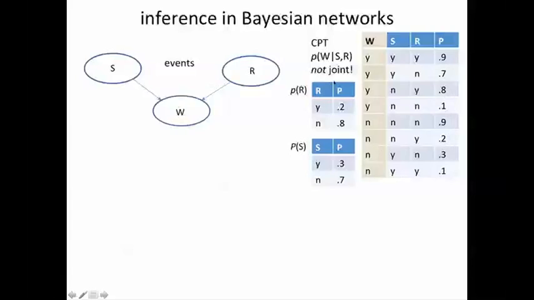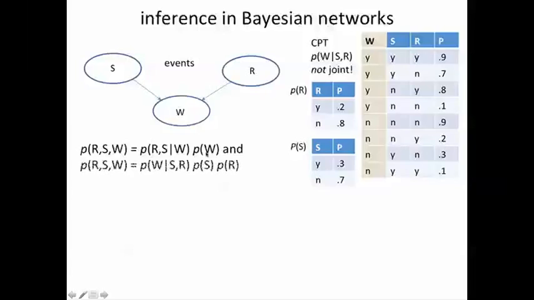We also have the priors of probability that it rains in general and the probability that the sprinkler is on in general based on history. Let's write our joint distribution now. Probability of R, S, and W as probability of S and R given W times probability of W, and alternatively as probability of W given S and R times probability of S times probability of R, because we know that these two are independent.